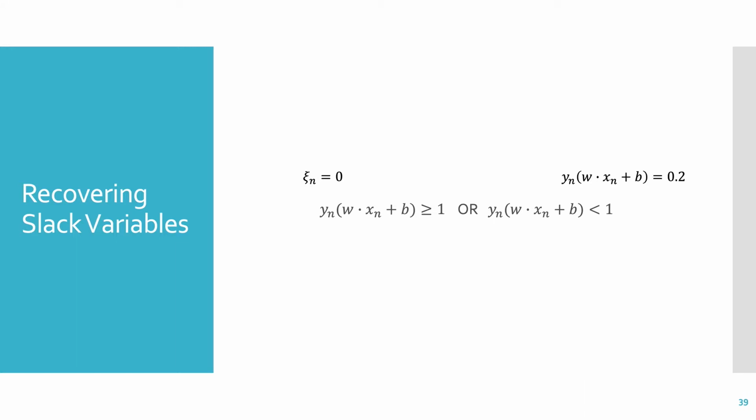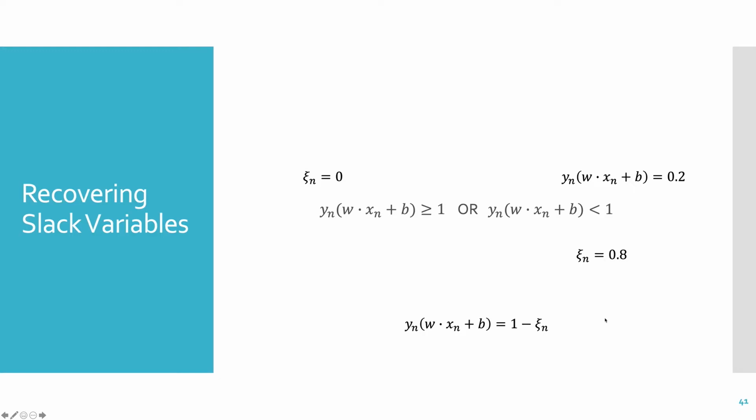Yn times w dot xn plus b is 0.2 in this example. I'm just saying that. I've decided. Because you have the values, you have the sample, you have w and you have b, and you know the label is 1. So you can actually calculate this value. Then if we set xi n to 0.8, that would make it such that our point now satisfies this minus xi. Now our point satisfies this equation.